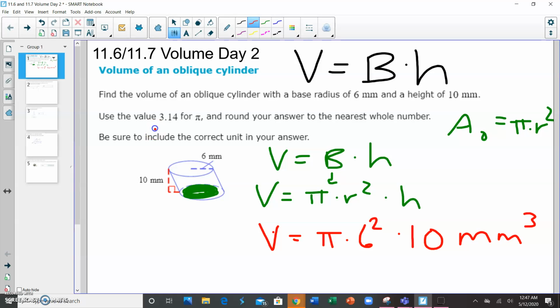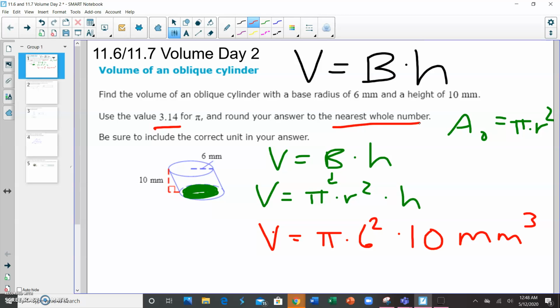So it says to use 3.14. If we were in class, we would not be doing that. And then it also says to round to the nearest whole number. So make sure you read the directions before you enter your answer. So you're going to put in 3.14 times 6 squared times 10 into your calculator, round that to the nearest whole number, and then it's millimeters cubed.